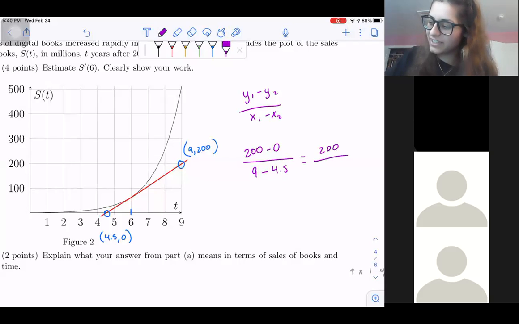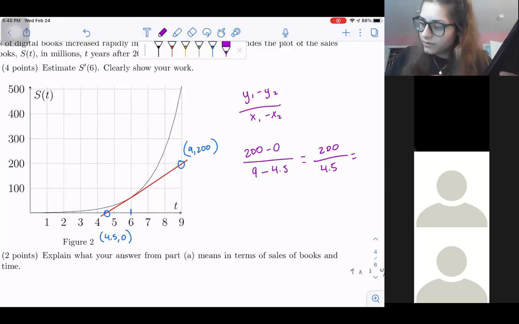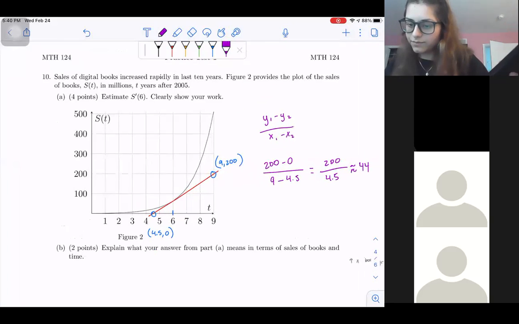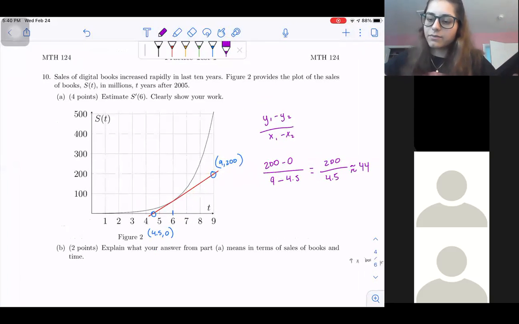Okay, so we get 200 over 4.5, and then use your calculator, and we get about 44. All right, so we were estimating the derivative at a single point off a graph. To do that, we drew a tangent line and then found the slope of the tangent line.